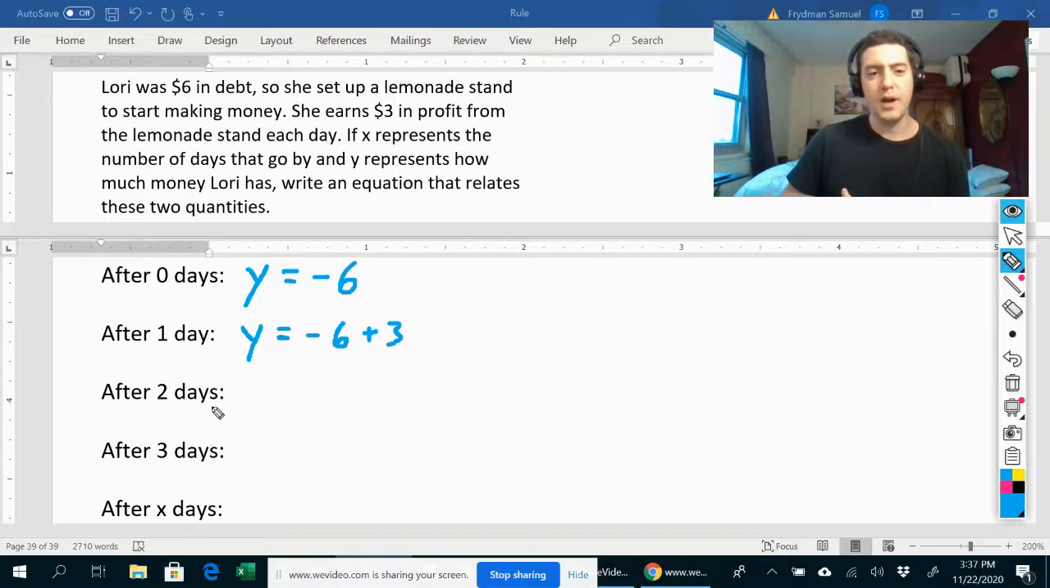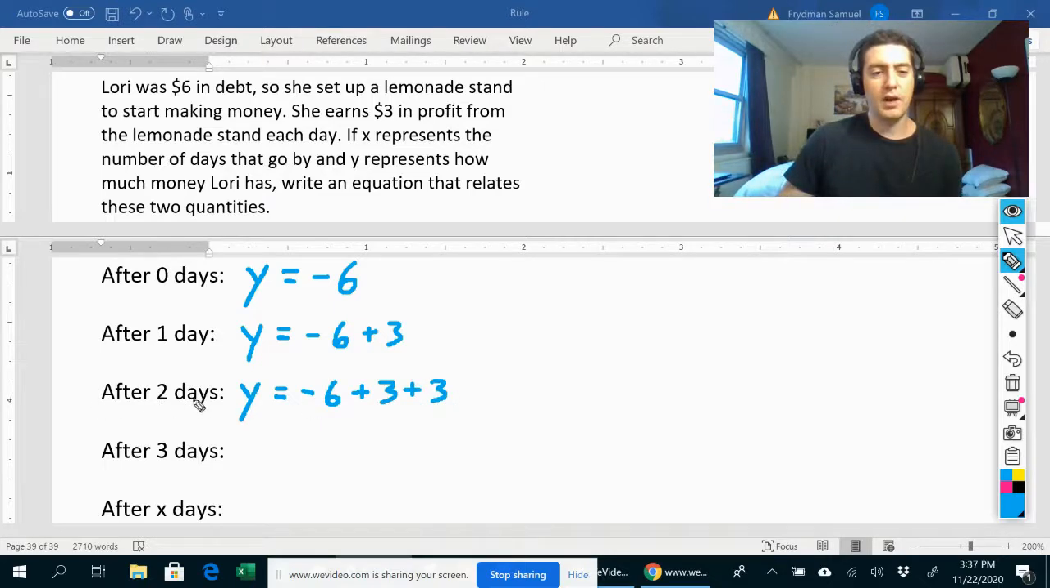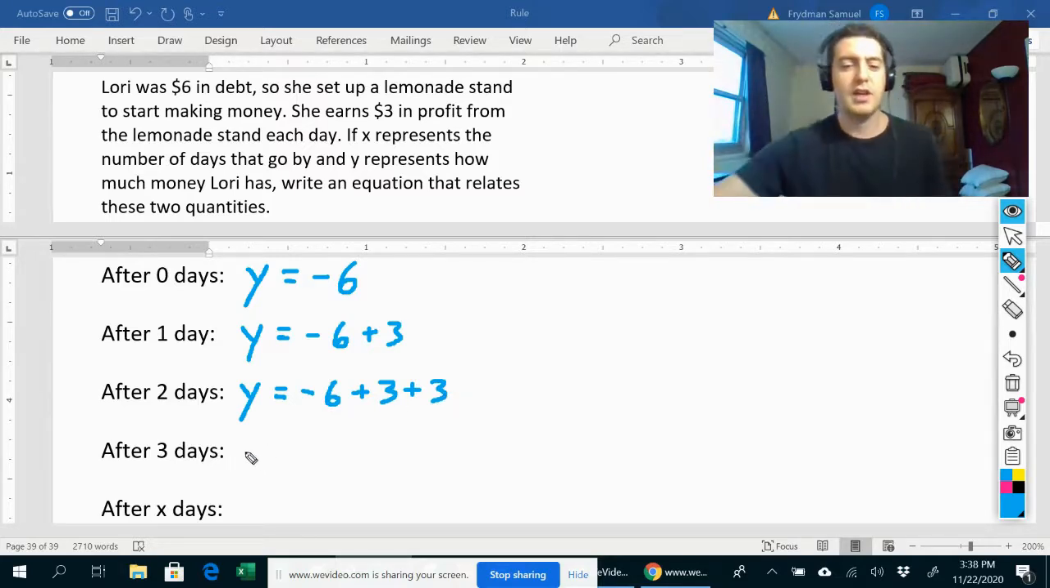Now, after 2 days go by, how much money would she have? Remember, Y represents how much money she has. So Y would be equal to, well, she started $6 in debt, so there's the -6. She made $3 on the first day, but she also made $3 on the second day, right? Because 2 days have gone by here. So the amount of money she has now after 2 days would be -6 plus 3 plus another 3. Okay, and that would actually be 0. If you're thinking, can't we just write Y equals 0 after 2 days have gone by? Yes, but again, writing it this way just makes it easier to see the pattern. So let's do one more before we start actually thinking about this pattern.